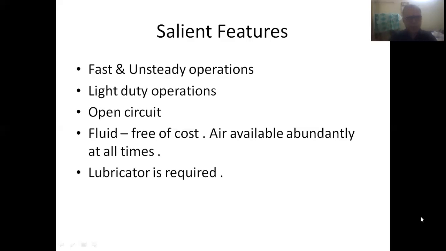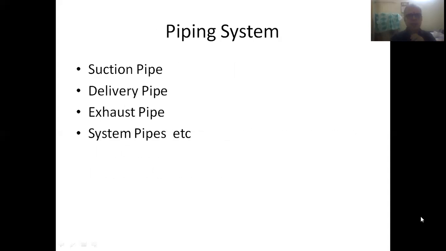So this air is available in the atmosphere, free of cost. Therefore, running cost will be very low when compared to other circuits. And air, that is the fluid that is coming out of the system, is directly discharged into the atmosphere. So therefore, they are referred to as open circuits. So friends, these are the salient features of pneumatic circuits.